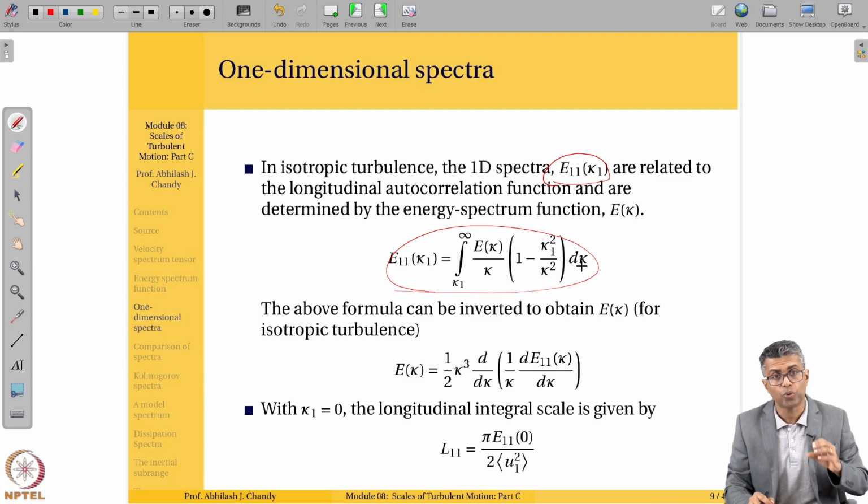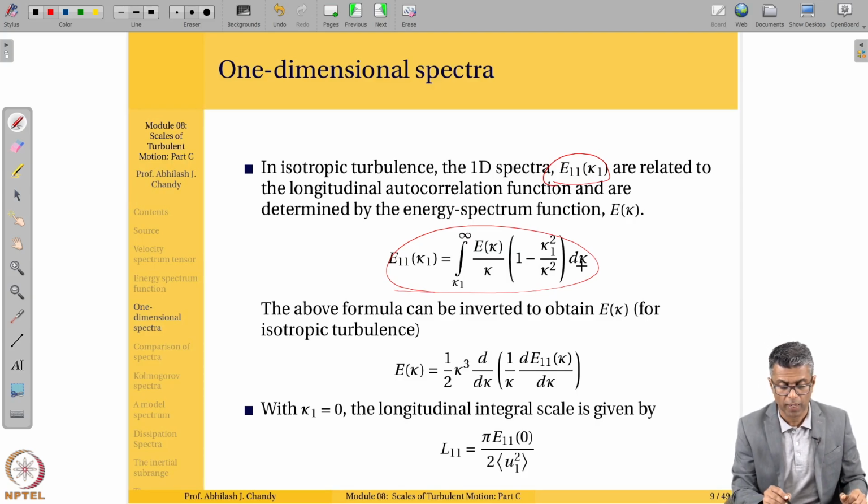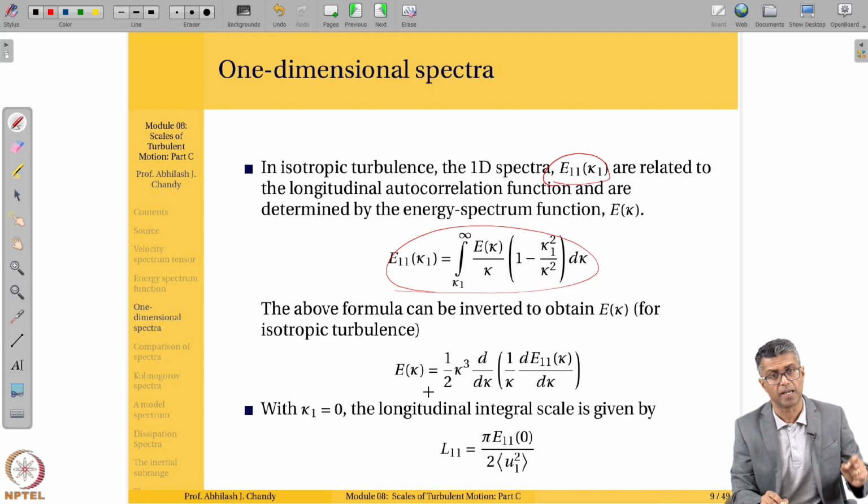Now you can use the above formula to solve for E kappa. So you solve for E kappa from E11. And then what you have is E kappa is half kappa cubed, d over d kappa, as in differential, of 1 over kappa d E11 over d kappa.